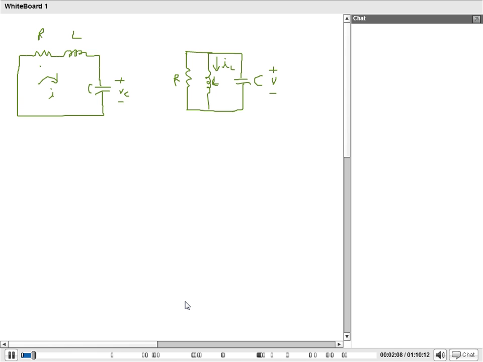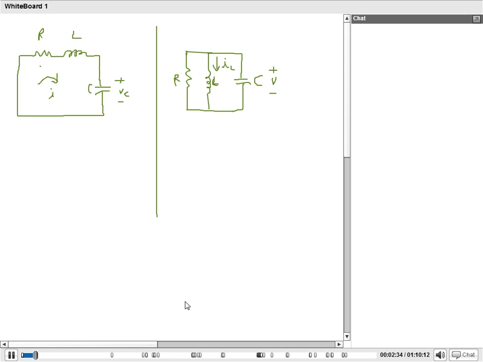The current flowing through the resistor, the current flowing through the inductor, and the current flowing through the capacitor are all different values. Since all are connected in parallel, the voltages across the passive elements are the same. The voltage across the resistor is the same as the inductor, the same as the capacitor. So in the series circuit, the current is the same, in the resistor, inductor and capacitor.